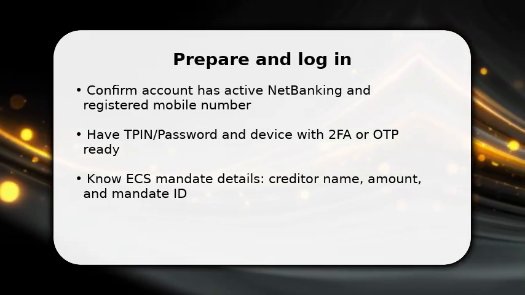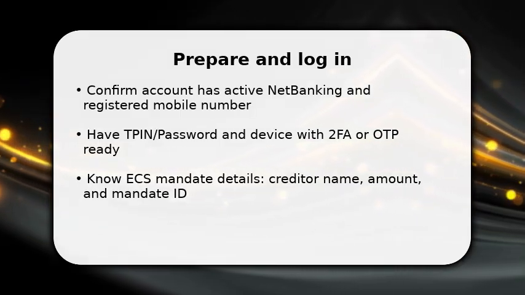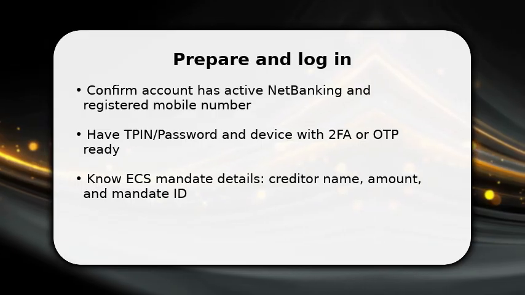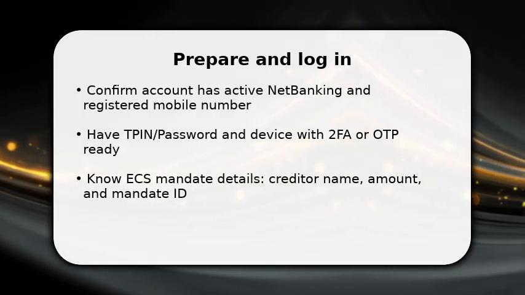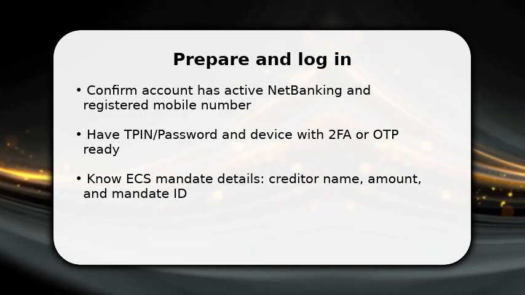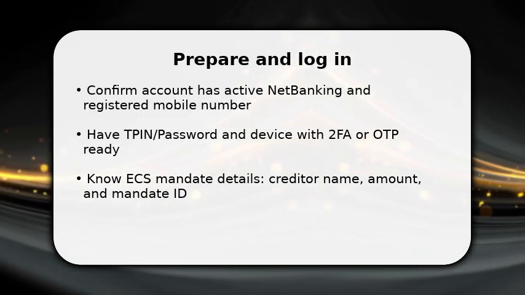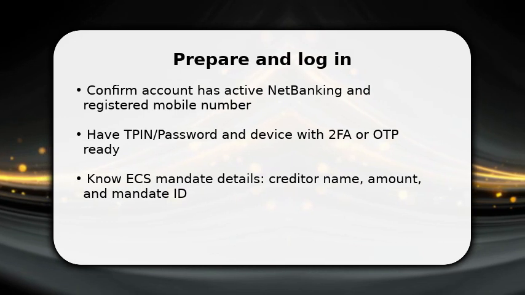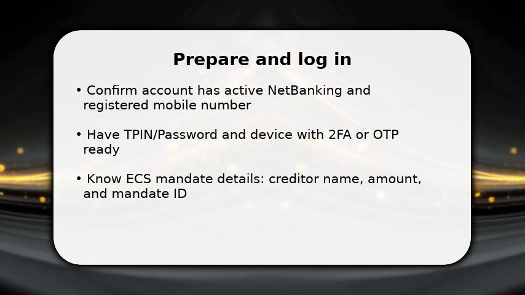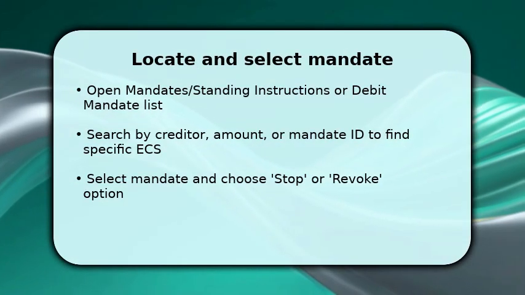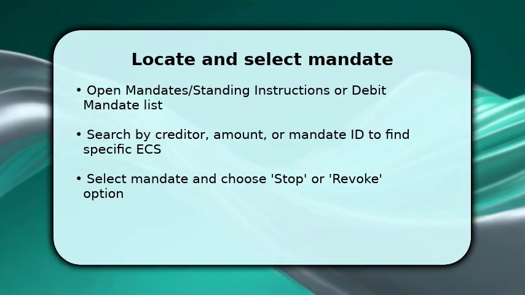Make sure you have the creditor name and mandate ID handy because you will search for the specific ECS to stop. If you don't see mandates, check enrollment status and update your contact details. Having the registered mobile active ensures you can receive the OTP needed. Once done, go to the mandates or standing instructions area and filter the list.